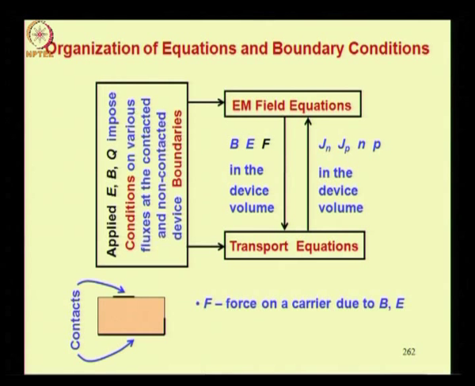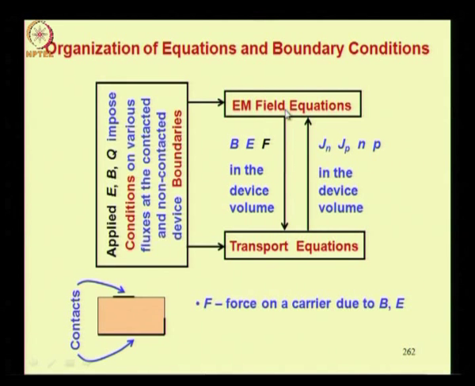Let us begin with the organization of equations and boundary conditions. So we said the equations and boundary conditions are organized as follows. You have a set of electromagnetic field equations which give you information about the magnetic field, the electric field, and the force due to electric and magnetic fields. This information is used by the transport equations to give you information about the current density of electrons, current density of holes, electron concentration and hole concentration, and information about these current densities and carrier concentrations is required by the electromagnetic field equations to give you the information about B, E and F.